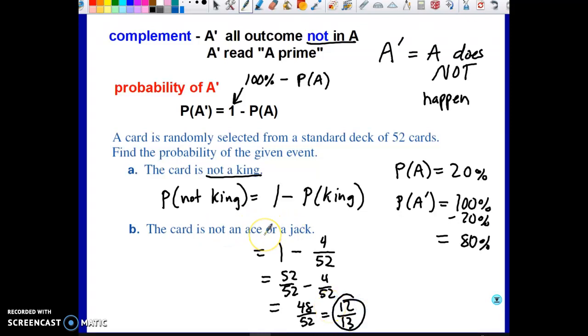Not an ace or a jack. Well, you'd have to take away the aces and the jacks, and so that would be minus 8.